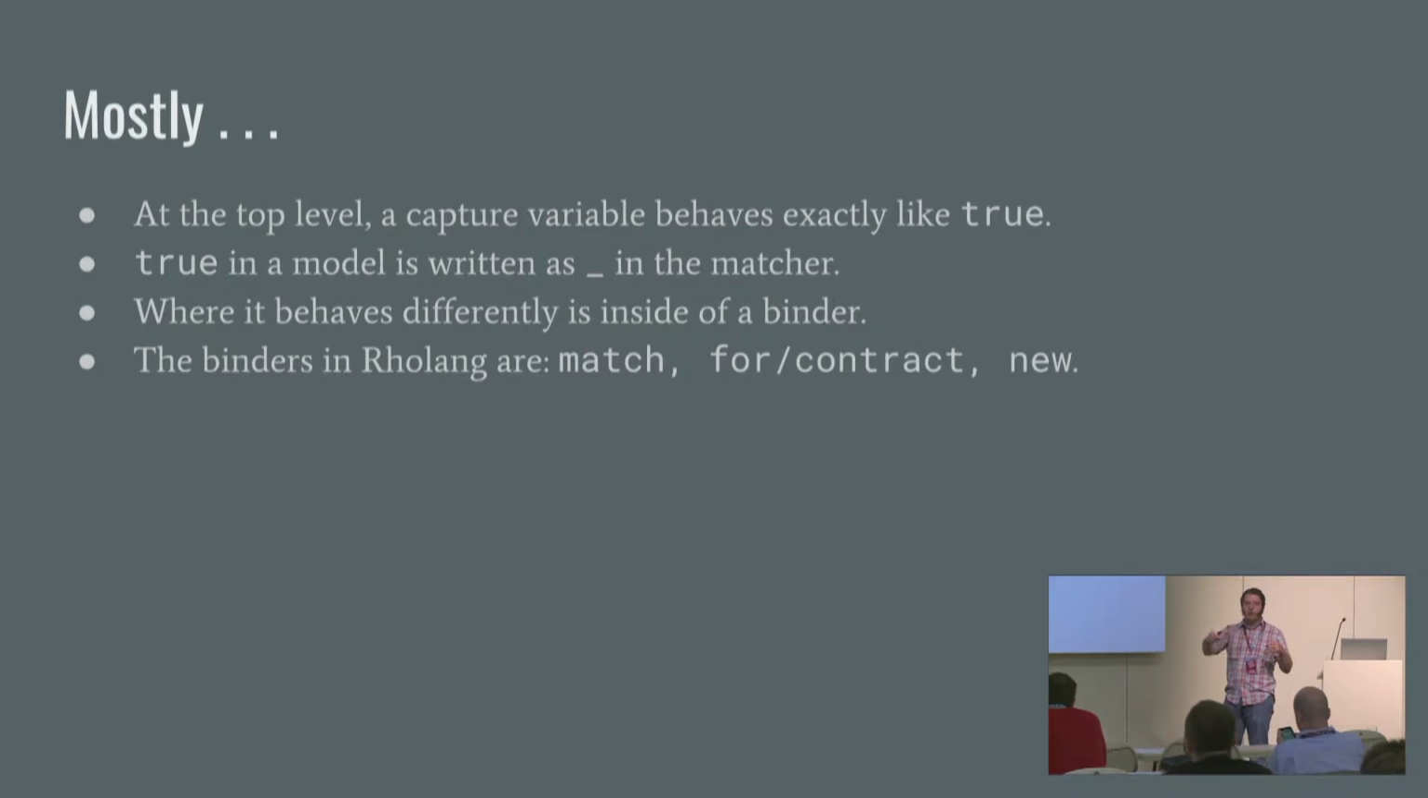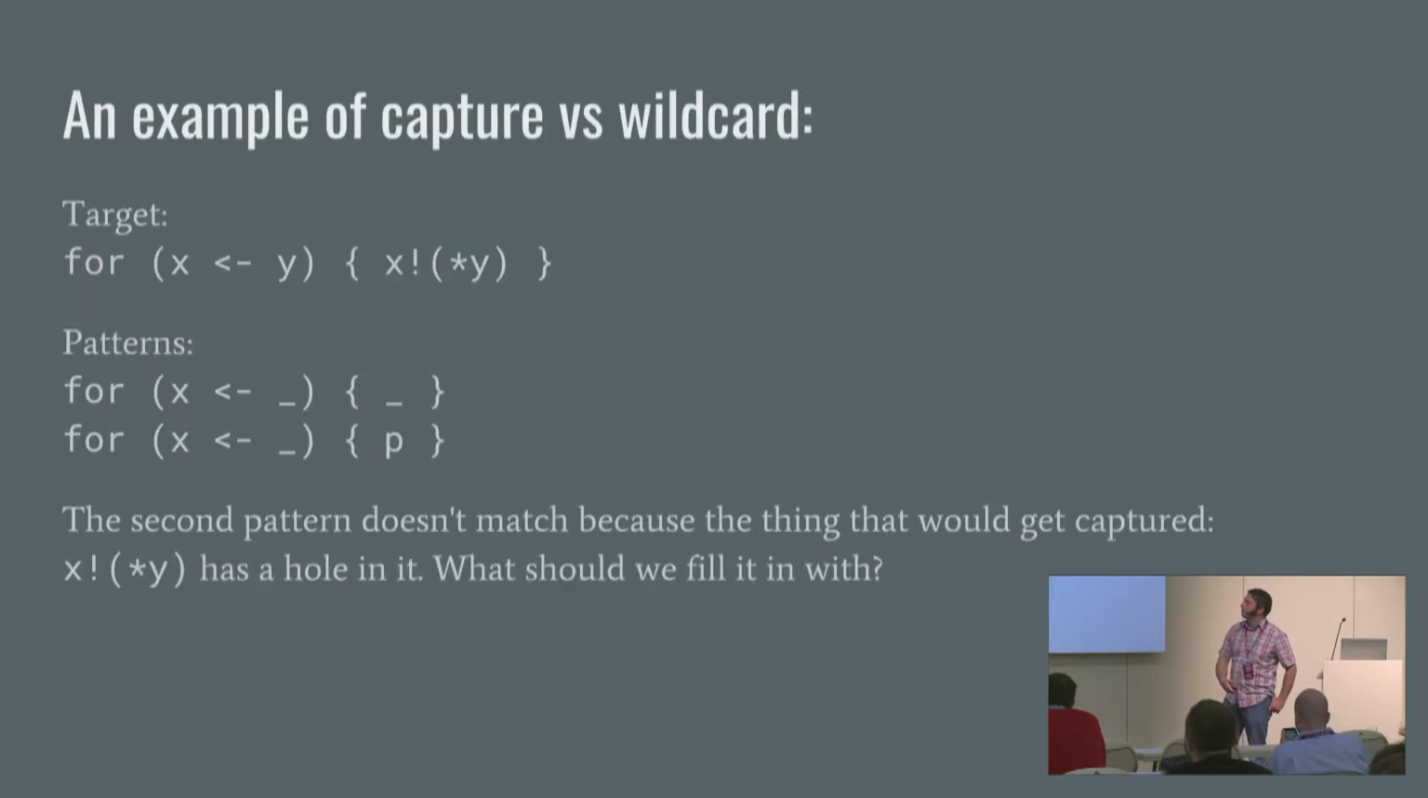Where it starts to change is when you have bound variables. The binders in Rholang are match, for, and contract. Contract is just sugar for a replicated for, and new. All right, so let's go over this example in some detail.